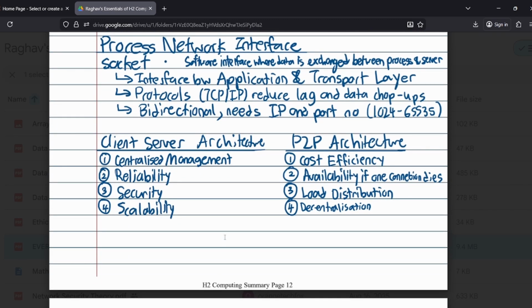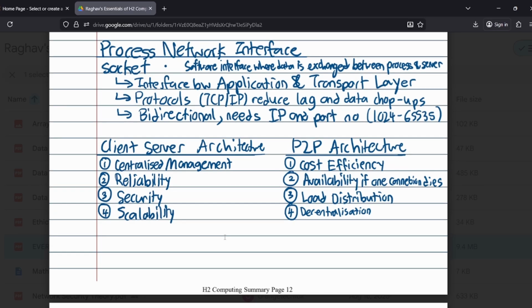Okay, there are two types of architectures when it comes to the process network interface. First, client-server architecture. This is like your google.com or youtube.com or whatever website you want to use, or your Destiny 2 server somewhere. It is one big giant brick that everyone's computer talks to. It's centralized management, very reliable, secure, and scalable, which is why it's good.